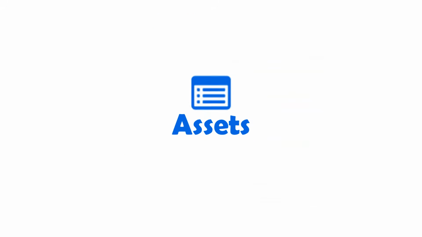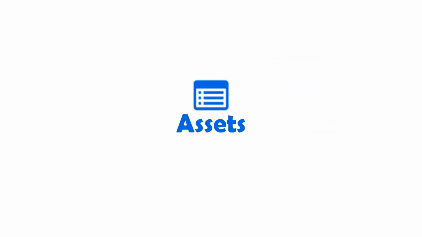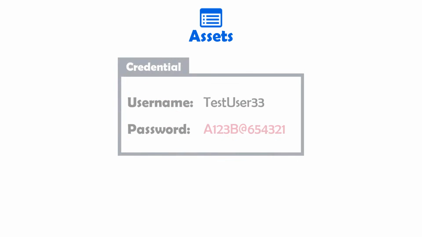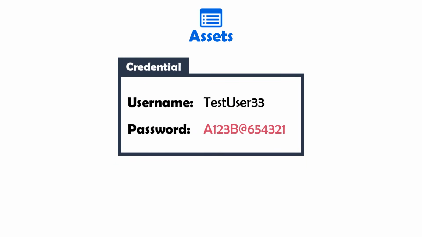The next point is the assets. What does an asset mean? How to use it? Why we use assets? Assets usually represent shared variables or credentials that can be used in different projects. We use assets to provide an extra level of security. For example, we can store the credentials for a system in assets. These are then encrypted. In this way, we don't need to set the credentials directly in the process, because this is not secure.